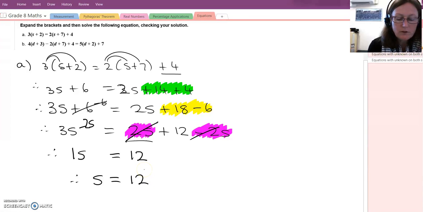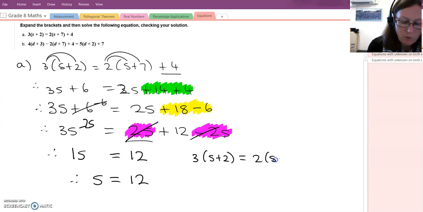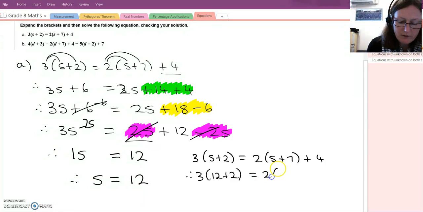It says checking your solution, so I will do it. So let's write out the problem again. So this is how we're checking our solution. Write out the problem again. Now we said the answer is 12. Let's see if that is the case. So wherever we see S, we are going to put 12. Whenever I see S, I'm putting 12.